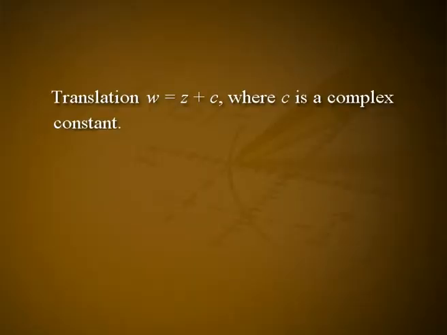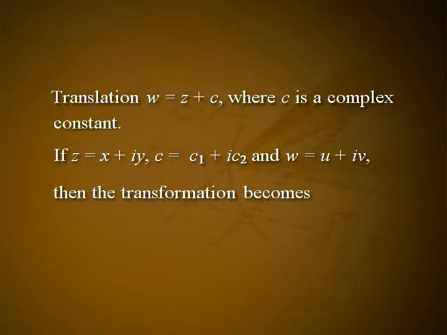First one, translation, w is equal to z plus c, where c is a complex constant. If z is equal to x plus iy, c is equal to c1 plus i c2 and w is equal to u plus iv, then the transformation becomes u plus iv is equal to x plus c1 plus i into y plus c2. Here u is equal to x plus c1 and v is equal to y plus c2.